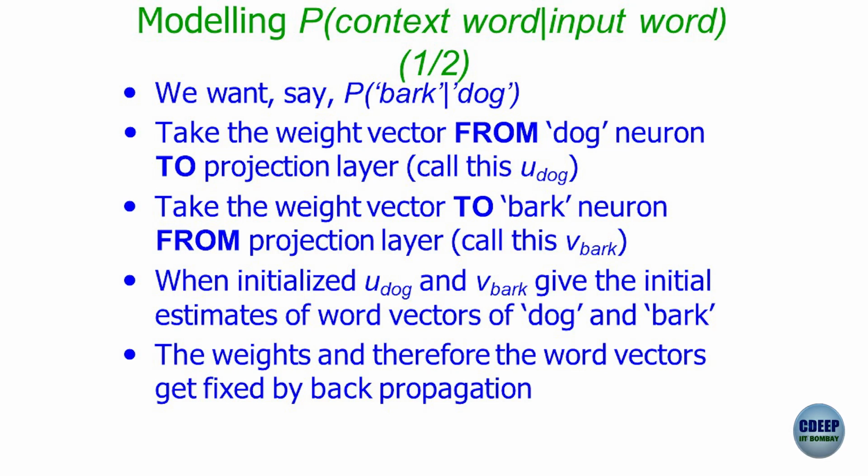So we take the weight vector from the dog neuron to the projection layer, that is the hidden layer. We call this U dog. Take the weight vector to the bark neuron from the projection layer. Can we give such names to neurons: dog, bark, bank, river, and so on? We can, because these are one hot representations. The prepositions from and to are valid here. When initialized, U dog and V bark give the initial estimates of the word vectors of dog and bark, and the weights, and therefore the word vectors, get fixed by backpropagation.